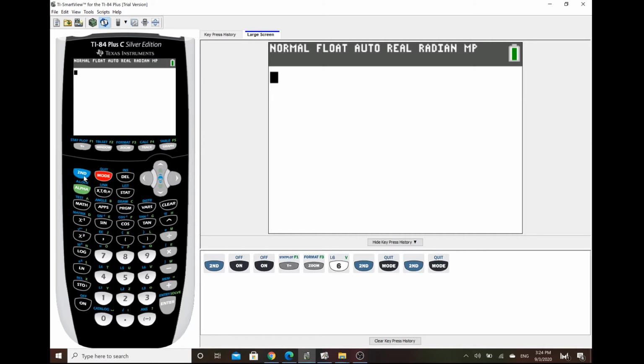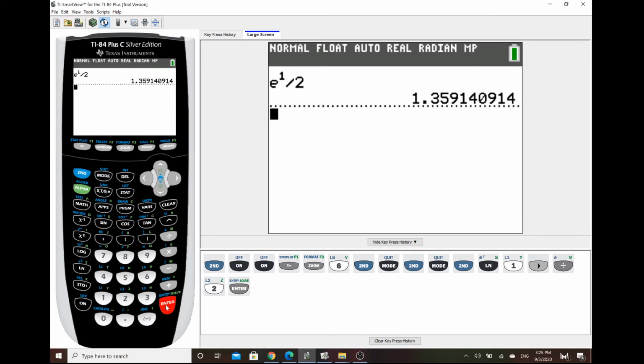So again, it's the value of e divided by 2. For the value of e, press second, natural log. This one you want to type in the power first, so e to the first power, which is the same as e. And then bring down the cursor, divided by 2, and press enter. So it's about 1.35 or 1.36 if you round it.